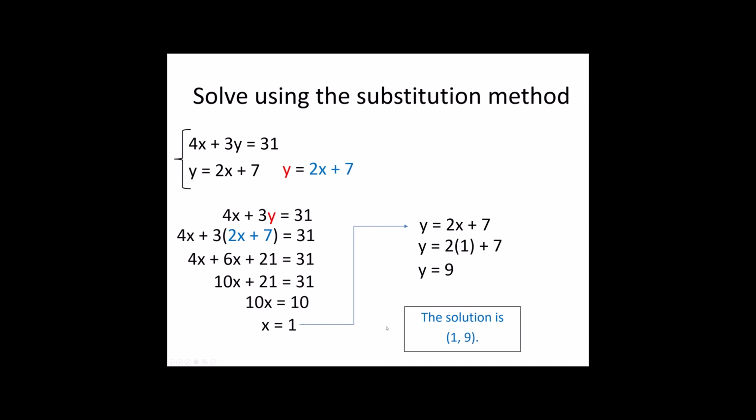My coordinate, 1, 9, is the solution to this system. Notice 4 times 1 is 4, plus 3 times 9 is 27, 4 plus 27 is 31. 2 times 1 is 2, plus 7 does indeed equal 9, so I know that that is correct.